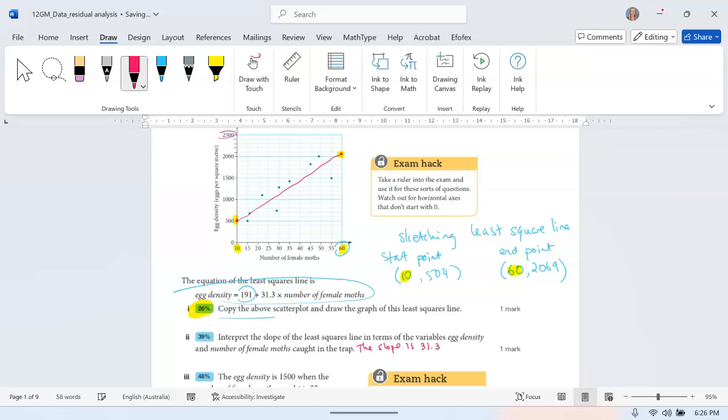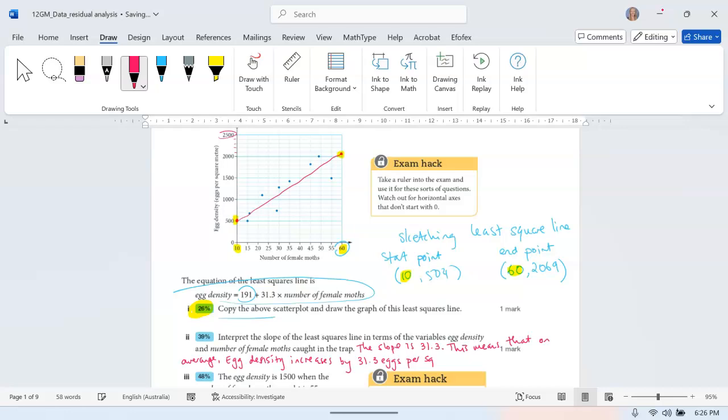31.3. This means that on average, even if you didn't have the phrase on average, you probably wouldn't be penalized. This means that on average, the egg density increases by 31.3 eggs per square meter.